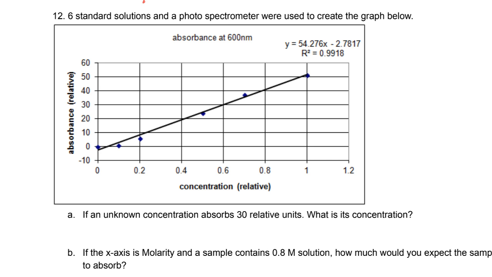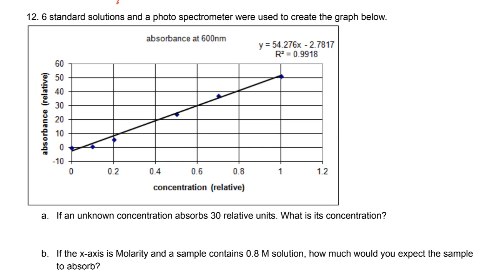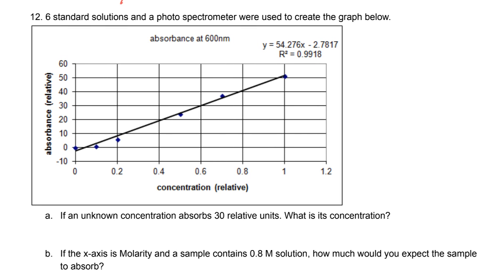All right, and we've got a question about Beer's law. So we construct this graph very similar to how we did our Beer's law. If an unknown concentration absorbs 30 relative units, what's its concentration? We're just going to draw a line coming over from the 30 until we hit our graph, and then we'll go straight down to find the concentration. And I see 0.6. This says relative, but it was supposed to really be molarity. So it's probably a 0.6 molar solution.